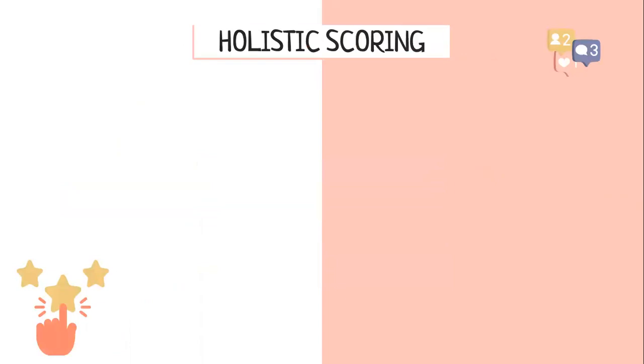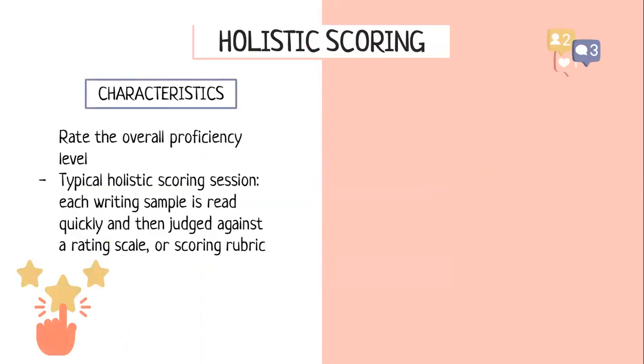About holistic scoring, the characteristic of holistic scoring is that it rates the overall proficiency level reflected in a given sample of student writing. In a typical holistic scoring session, each writing sample is read quickly and then judged against a rating scale or scoring rubric that outlines the scoring criteria.